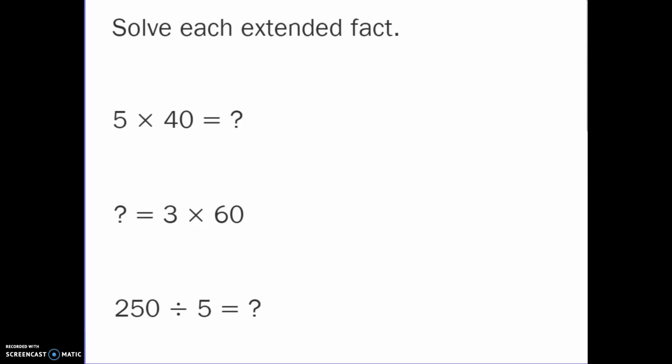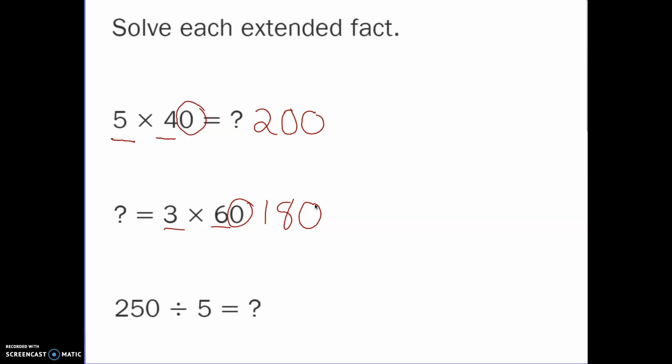All right, first we have 5 times 40. So if I think of my basic fact, 5 times 4, which is 20, and add that 0 at the end, because I know I'm not multiplying just by 4, I'm multiplying by 40, I'm going to get 200. 3 times 6 is 18. Add that 0 at the end to represent that I'm multiplying by 60 and not just 6 ones, but 6 tens. I'm going to get 180.